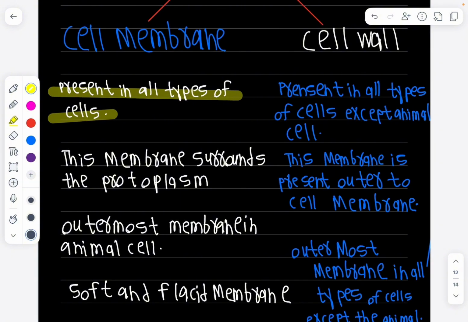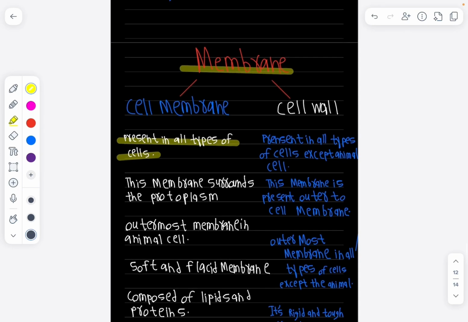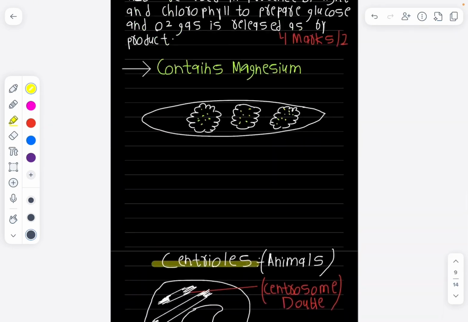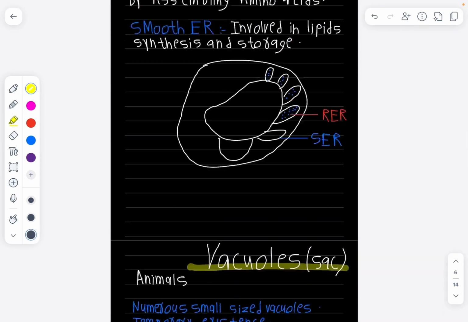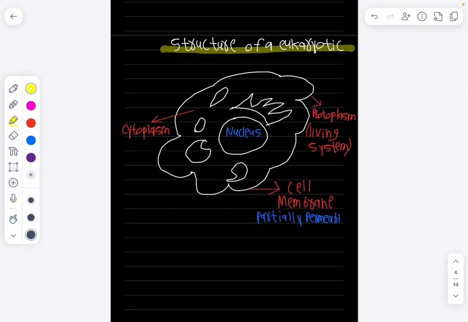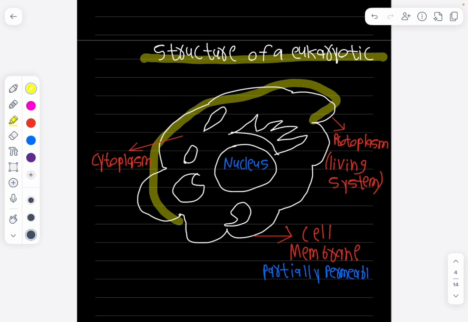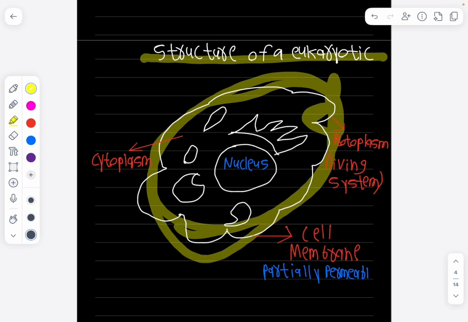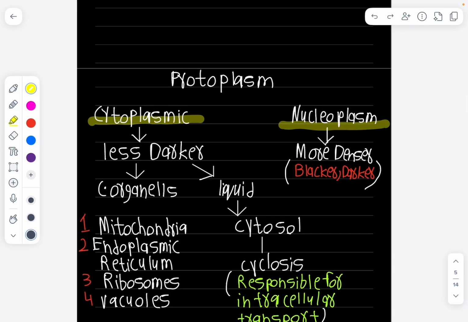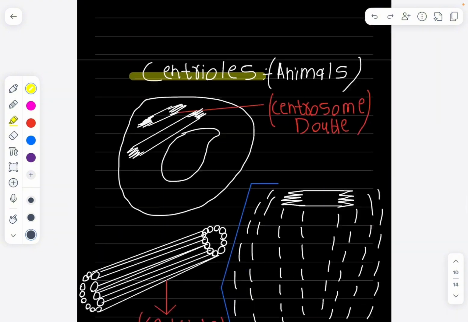Second, this membrane surrounds the protoplasm. As we looked at in our other classes, we talked about the protoplasm in our first class, which was about the cell. Here we have the cell. We talked about how this entire structure is all protoplasm. Alright, let's get back to our topic.